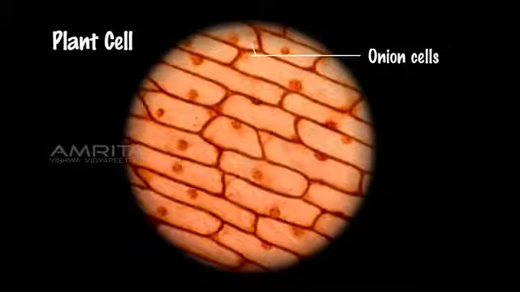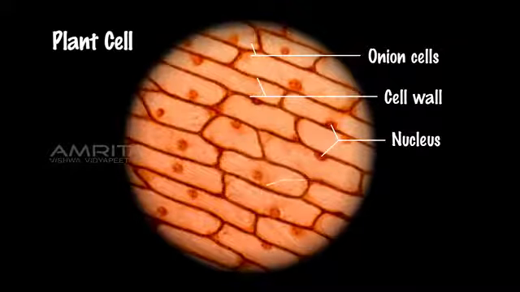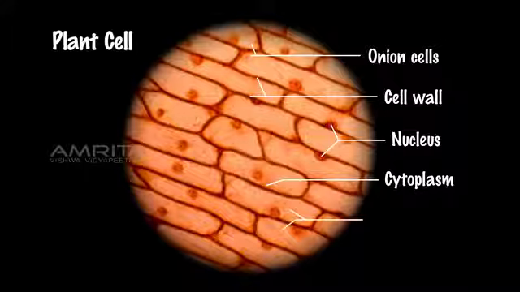Observation: a large number of regularly shaped cells are lying side by side. Each cell has a distinct cell wall. A distinct nucleus is present on the periphery of each cell. Lightly stained cytoplasm is observed in each cell. A large vacuole is present in the center of each cell, surrounded by the cytoplasm.